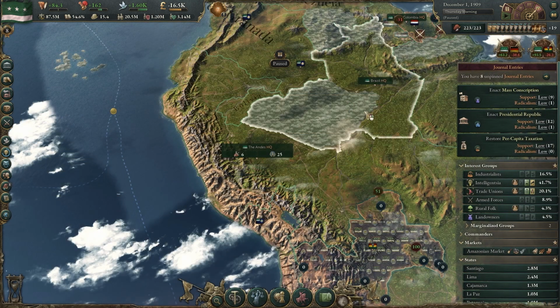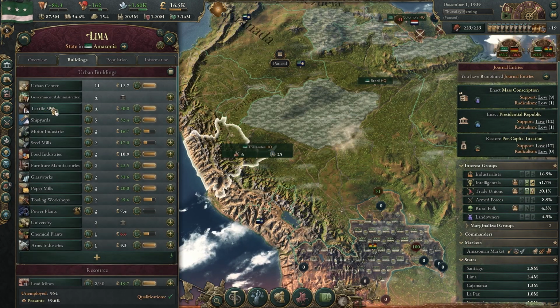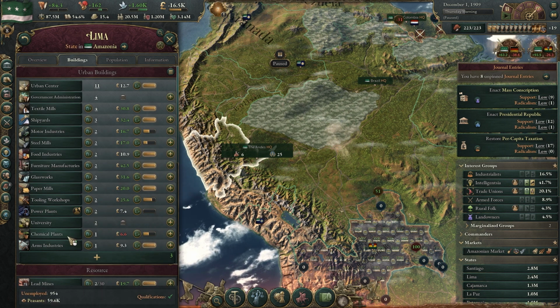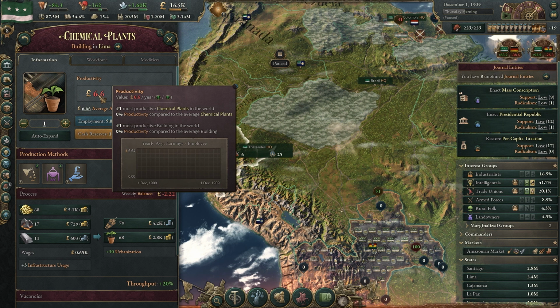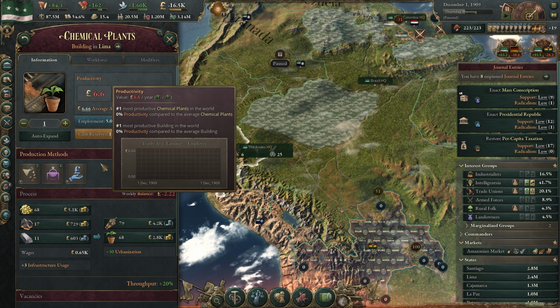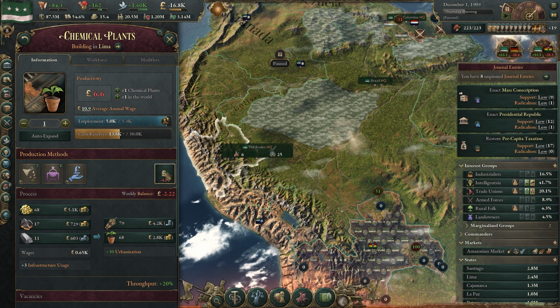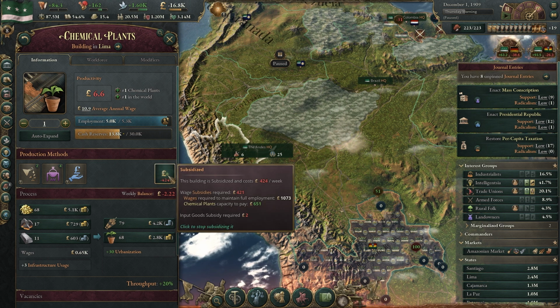So what does that mean? Well, you can go to one of your buildings and check it out. You can go, for example, to this textile mill, or even one that's maybe a little bit better, one that's struggling. So chemical plants, here we're in a deficiency, right? Things aren't running very well. So we could click on this button that says not subsidized. And now all of a sudden we're subsidizing it, and you can see the difference.